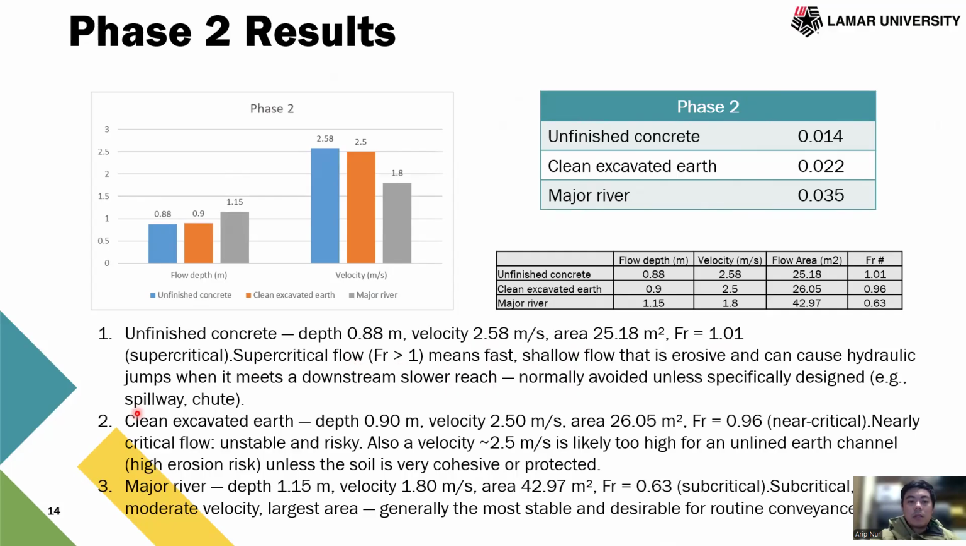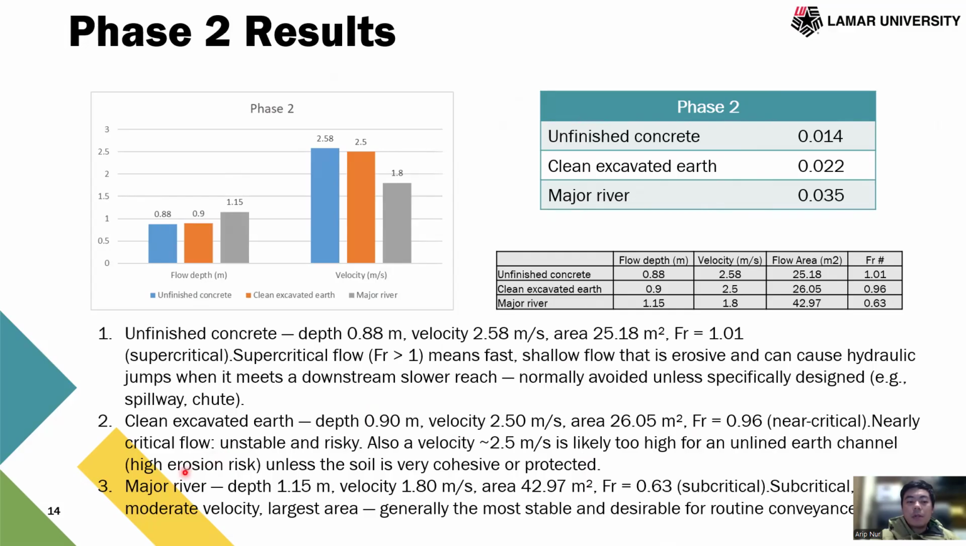And for clean excavated earth, it has a depth of 0.9 meters, velocity 2.5 meters per second. It has an area of 26.05 square meters and a Froude number almost reaching 1. So it's nearly critical flow. So it is unstable and risky. And with this speed, 2.5 meters per second is likely too high for an unlined earth channel, which means high risk of erosion.